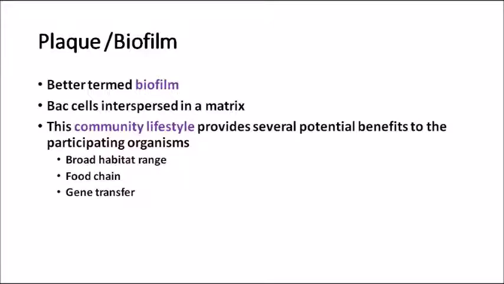Since we are producing an intercellular matrix which is very diverse, the microorganisms' habitat range becomes broad. A broader habitat range is there. Then there is a food chain. That means the metabolic byproduct of some bacteria will be used as food by some other bacteria. So this establishes a food chain. And also there is gene transfer. Antibiotic resistance genes or better survival genes are transferred from one microorganism to another.